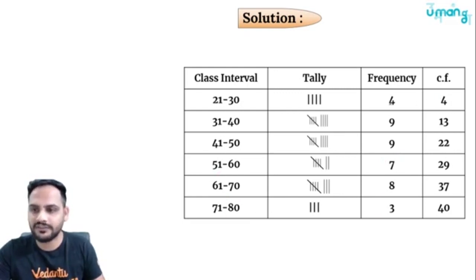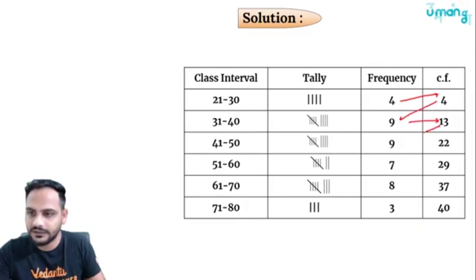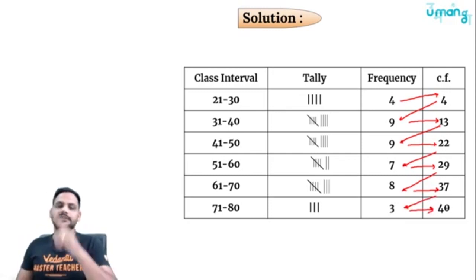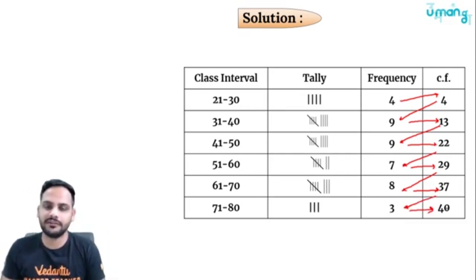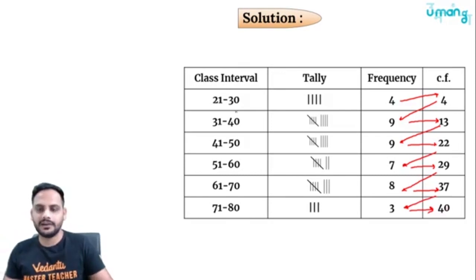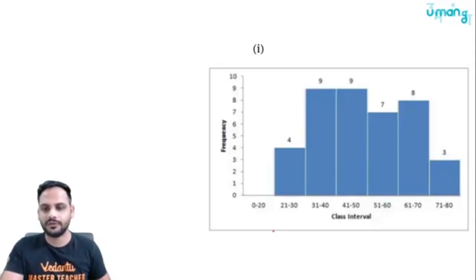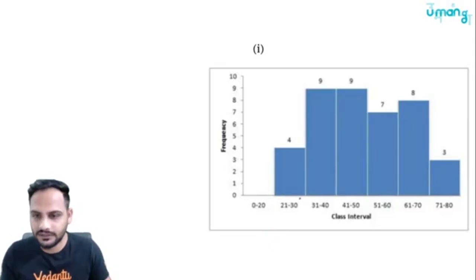The cumulative frequency will be 4. Then 4 plus 9, 13. 13 plus 9, 22. 22 plus 7, 29. 29 plus 8, 37. 37 plus 3, 40. So this is your cumulative frequency. Okay. Now here, if you can see, the upper parts is given over here directly. So plot those points. 21 to 30, 31 to 40.